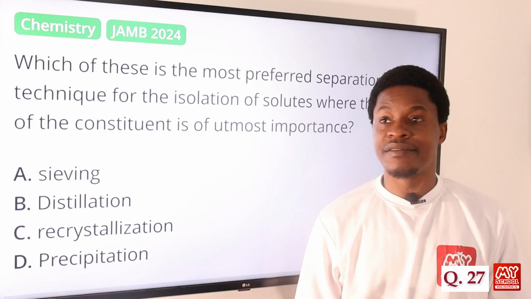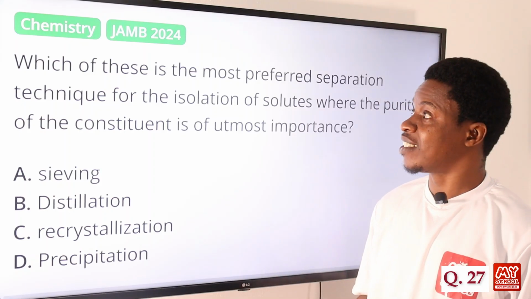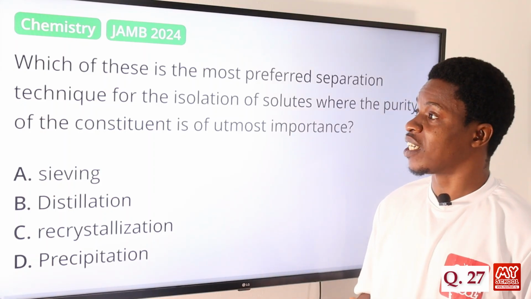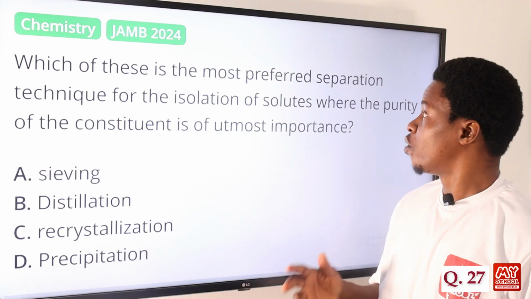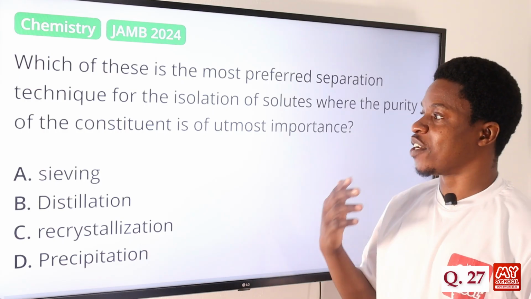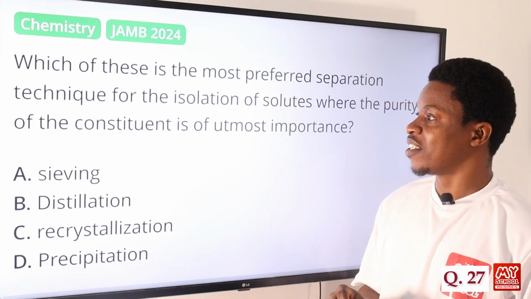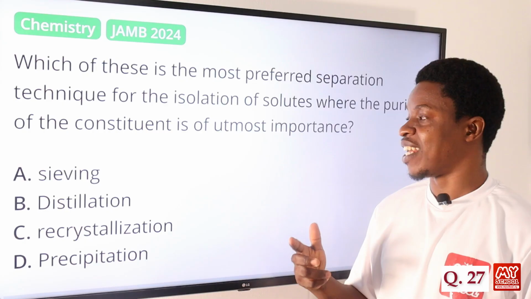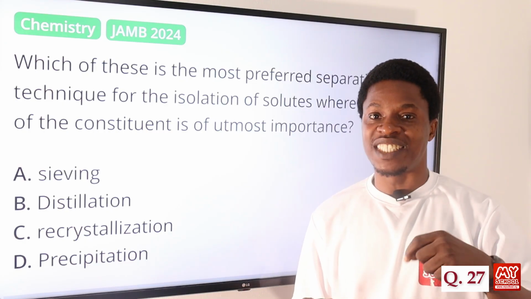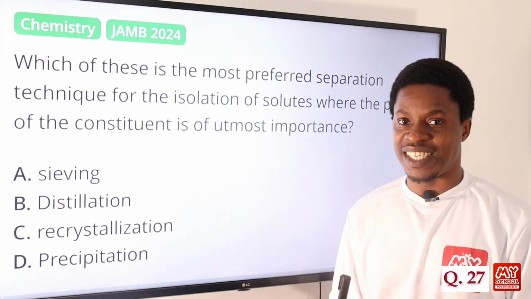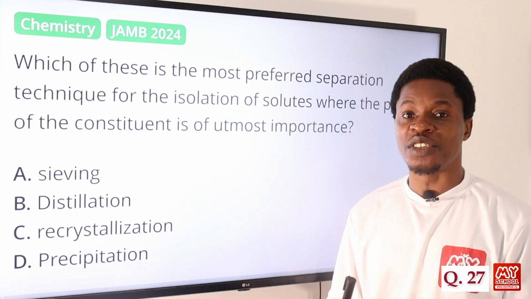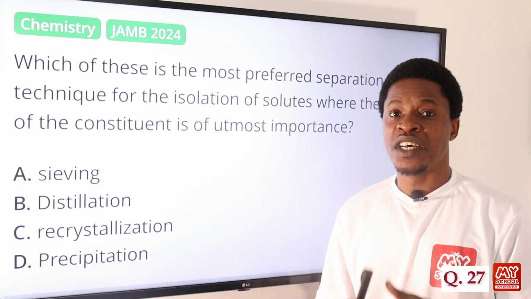Question number 27. Which of these is the most preferred separation technique for the isolation of solutes where the purity of the constituent is of utmost importance? Where the purity is of utmost importance. Don't forget, in one of our video lessons, we talked about separation techniques. We said that mixtures are impure, so they have to be what?